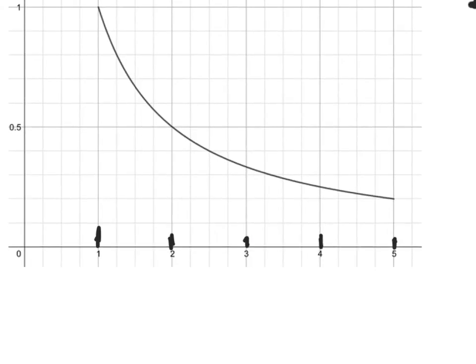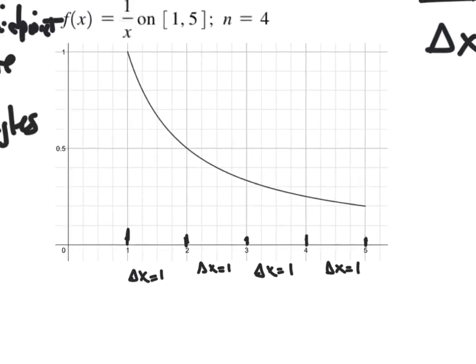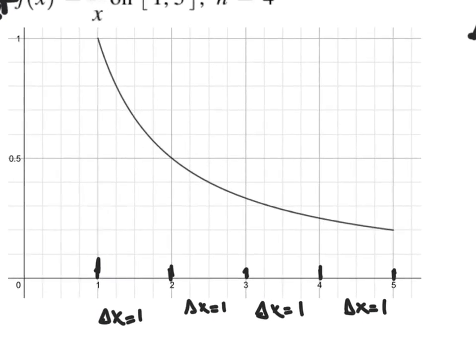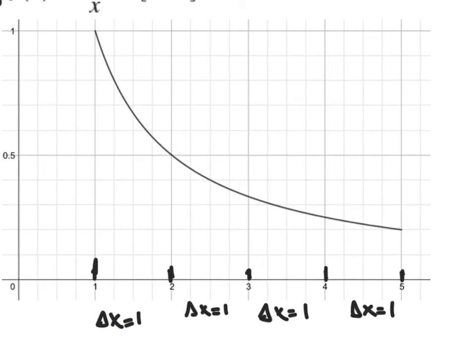So now I want to label all of my widths as delta x equals 1, delta x equals 1, delta x equals 1, and delta x equals 1. Now what I want to do is to draw my rectangles, okay? And so I want to find the midpoint between 1 and 2. And that's at 1.5, okay? It's right here, my midpoint.